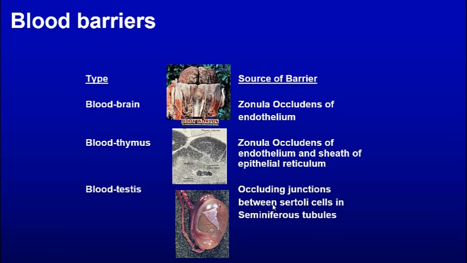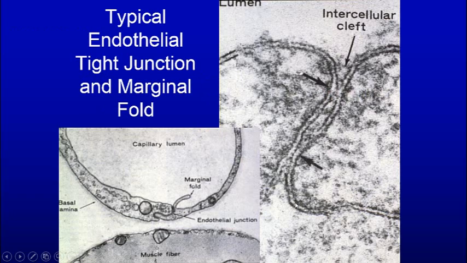There's also barriers. You don't want blood everywhere. There's a blood-brain barrier. You've heard about that. That's an occluding junction between endothelial cells. There's a blood-thymus barrier, which is really in the cortex, and that is occluding junctions of endothelial cells, and also a sheath of reticulum cells, that we'll see in a minute. And then there's a blood-testis barrier, no counterpart to this in the female, and that's occluding junction between Sertoli cells. So this is not the occluding junction of endothelial cells, but it is between the Sertoli cells and the seminiferous tubules.